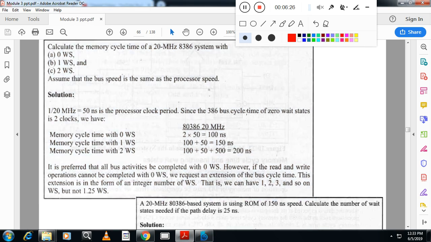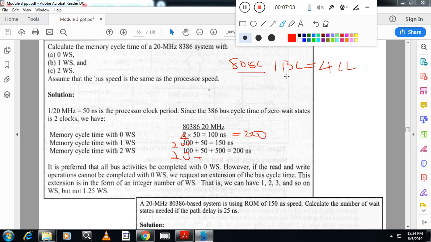Please try to understand. So I repeat, suppose if they ask about 8086, then 1 bus cycle is equal to 4 clock cycles. So what you have to do, same problem here, this becomes 4 into 50, that is 200. Now this is 200, and here it is 200 plus 50. Here it is 200 plus 100, 300. So that is in the case of 8086. But 286 onwards, 1 bus cycle is equal to 2 clocks.